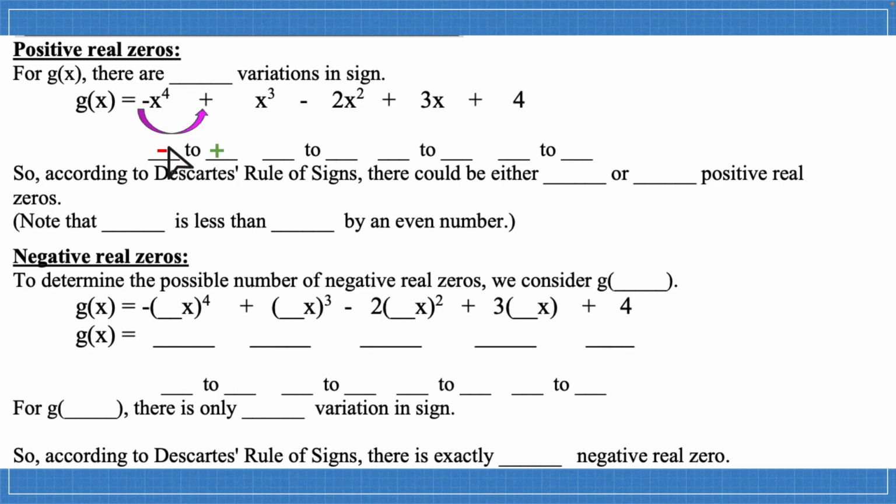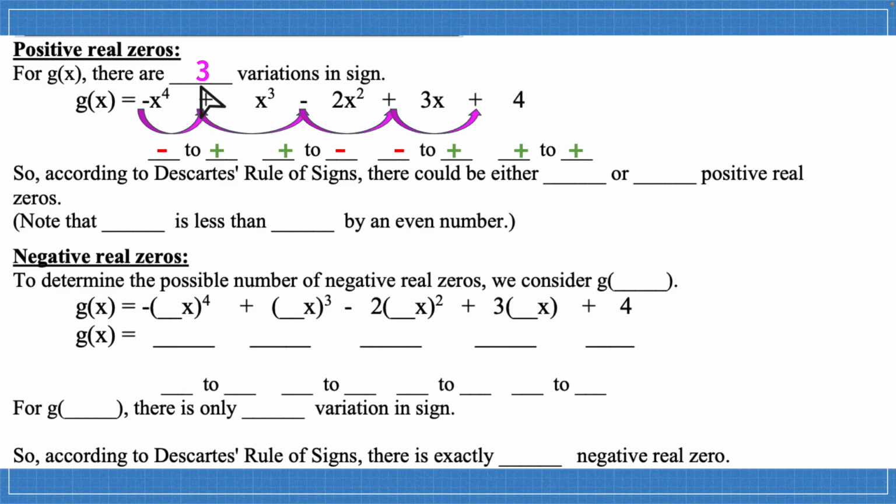That's a change. Now I'm going from positive to negative. I've changed again. I'm going from negative to positive. I've changed yet again. And on the very last one, I'm going from positive to positive, so that's not a change. But I did change 1, 2, 3 times. So that means that there are 3 variations in sign.